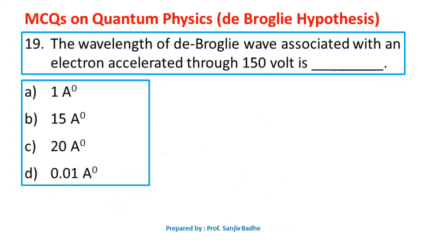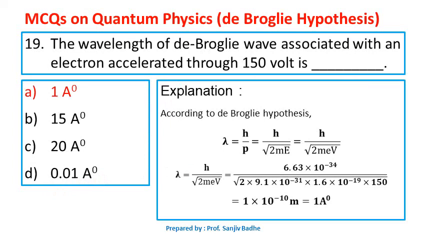This one is a simple numerical. The wavelength of de-Broglie wave associated with an electron accelerated through 150 volt is, the options are 1 angstrom, 15 angstroms, 20 angstroms, 0.1 angstrom. So here to find the answer, we will have to do a simple calculation. According to de-Broglie hypothesis, lambda is equal to h upon p, that is equal to h upon square root of 2 m E, and this energy E can be written as e into V, because the electron is accelerated using potential difference of V volts. Here V is equal to 150.